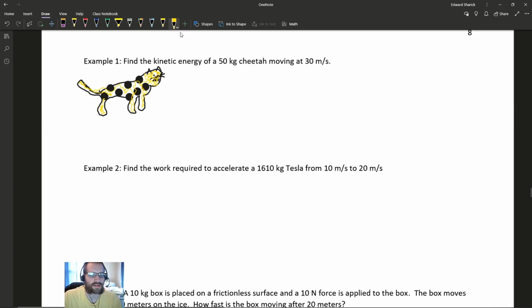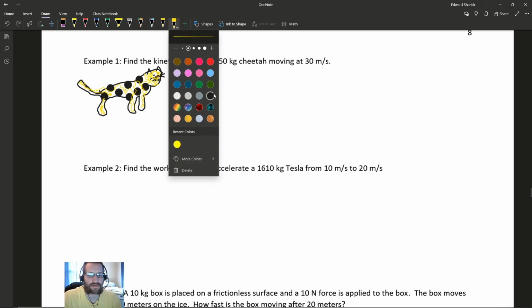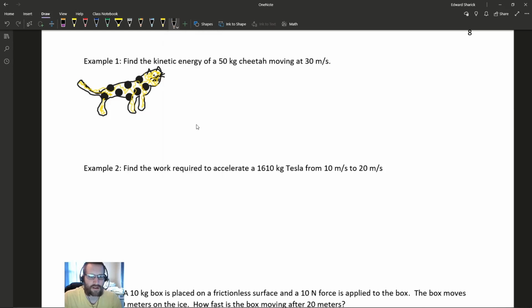Now OneNote wants to keep my pen stuck on yellow. Not ideal. All right. So there's our sad little cheetah. We'll give him his ears and eyes back. Oh gosh, it's so bad. Anyway, he's missing a leg too. We'll give him that last leg so he can run fast.